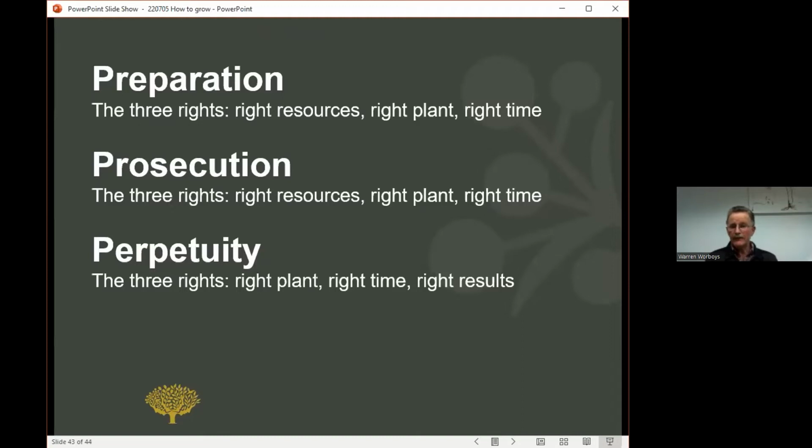And if you've got all of these rights correct, then you'll get down to the perpetuity, the collection of the material and the plantings. You have the right plant in the ground, growing at the right time, and you'll end up with the right results of preservation of the material.